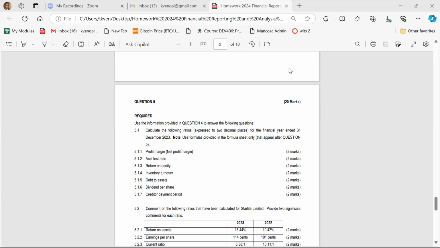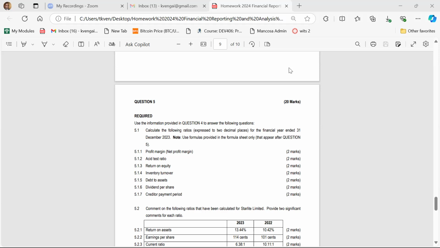If you're looking at liquidity ratios, you're looking at short-term liquidity: is the business able to pay its creditors and its short-term liabilities? If you're looking at shareholder ratios, you're looking at the return that the shareholders are getting on the funds that they are investing into the business. If you're looking at debt ratios, you're asking how much money the business borrowed.